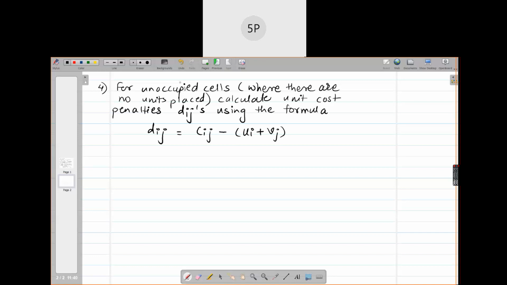Ma'am, the Cij is only Ui plus Vj, no? Ma'am, it will ultimately be zero only. No, Bipashini, you are making a mistake. In the previous step, I told you to calculate Ui and Vj's using occupied cells. And here I am using which cells? Unoccupied. So how will it become 0? Okay? Yes, finish this step.